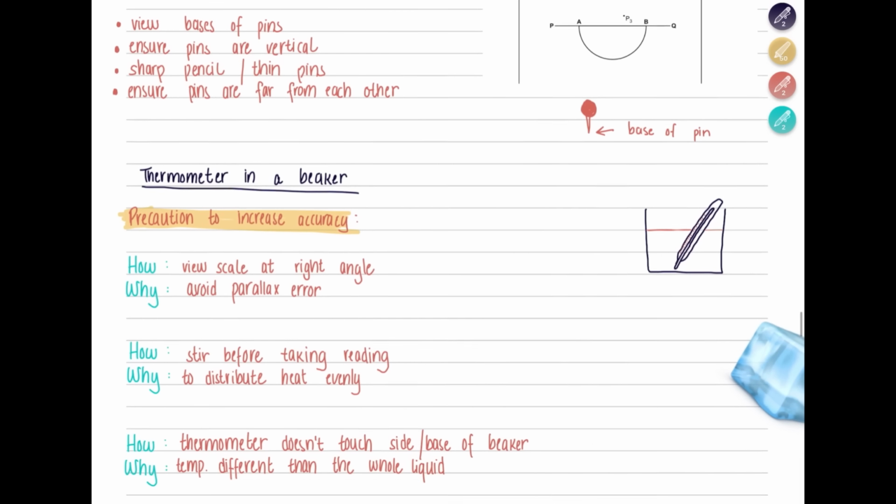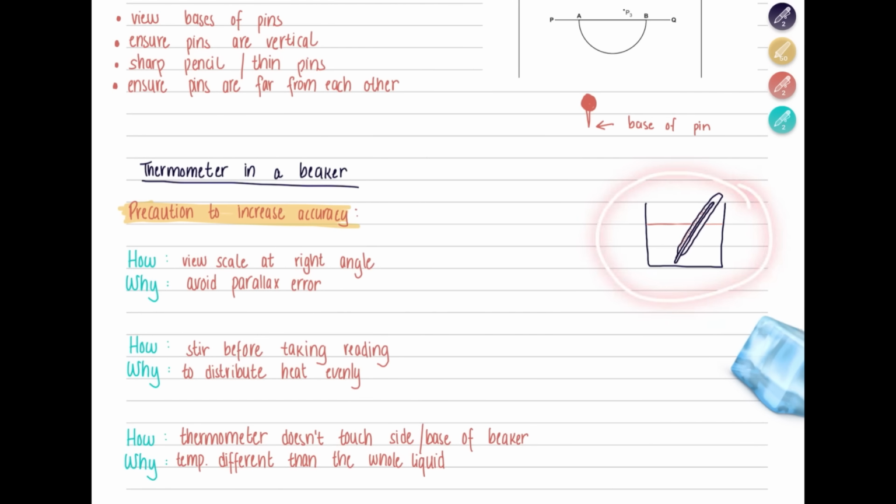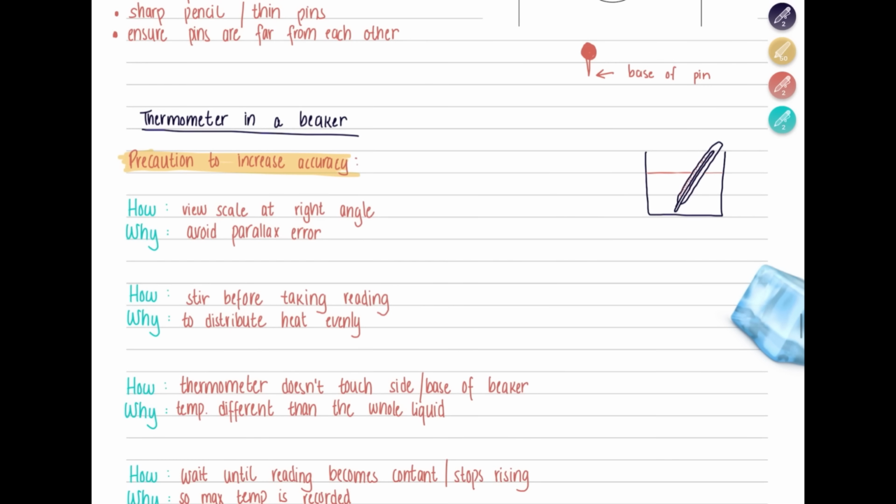Another experiment. This is a thermometer in a beaker. You're measuring probably the heating or cooling of a liquid. You make sure that you're viewing the scale of the thermometer at right angles to avoid parallax error. Now, generally in questions, when they mention avoid parallax error, don't just say avoid parallax error. Write how you can avoid it. Okay, so this is important. View scale at right angles.